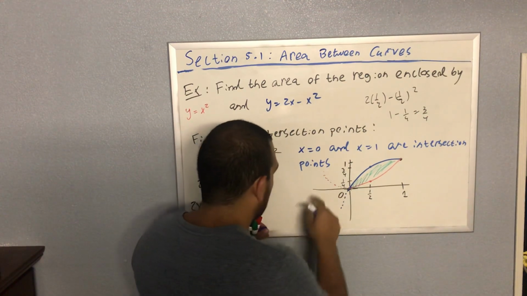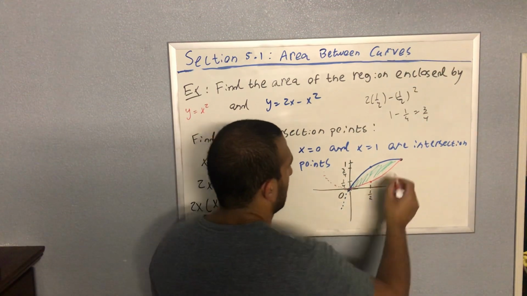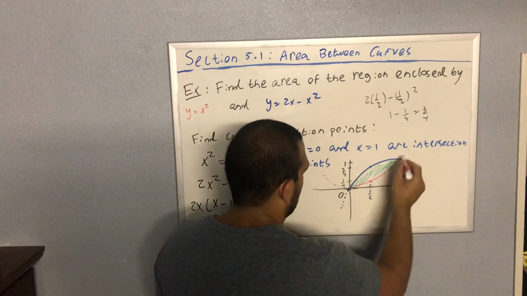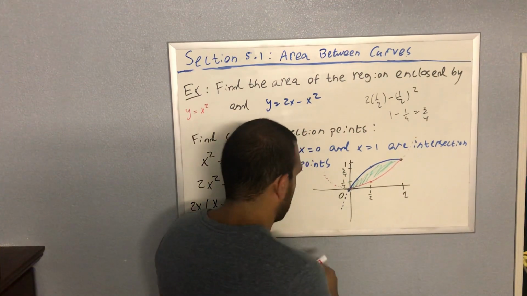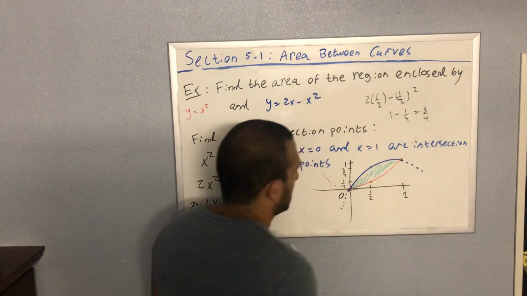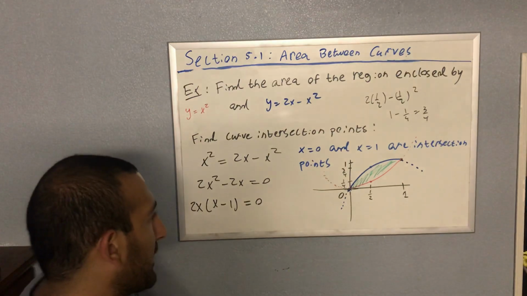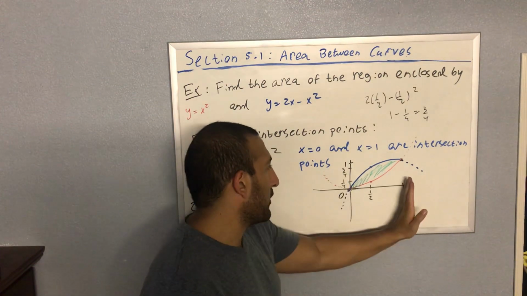And then same thing, if we continue the red curve, this is going to go up like this. And then this guy goes like that. So no region is being bounded anymore. Where the region is being bounded is exactly between 0 and 1.